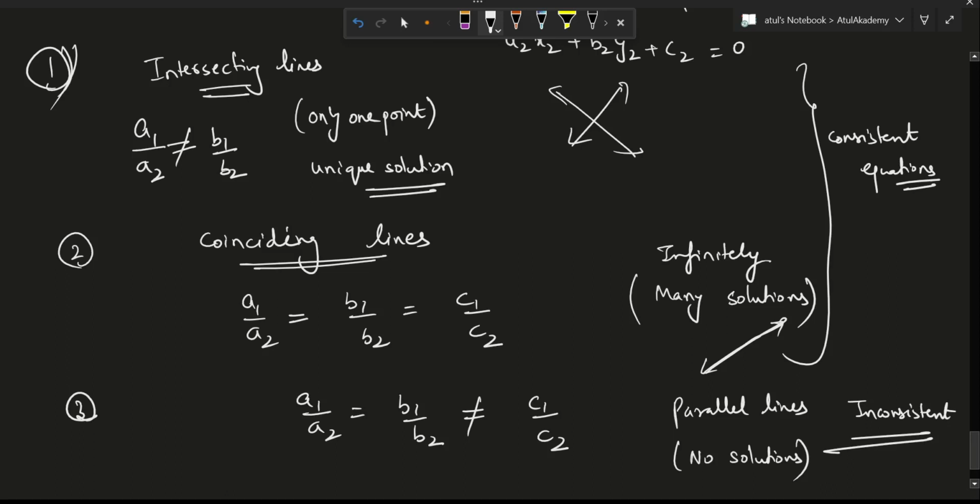You should know how to check from an equation whether it is consistent or inconsistent, having a unique solution, infinitely many solutions, or no solution. Also, after you plot, you should know whether it is intersecting lines, parallel lines, or coinciding lines. The method we studied today is the graphical method of solving a system of linear equations.